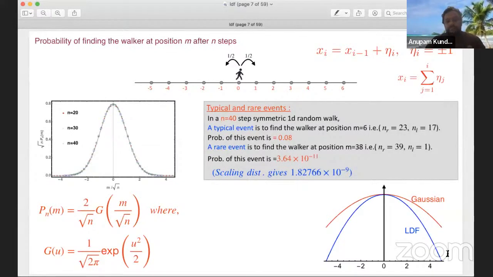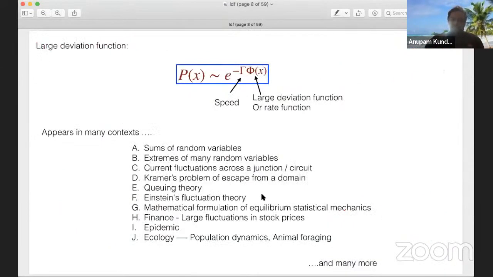So this scaling distribution does not give correct results for very, very rare events, and only the large deviation estimates of the probabilities give this kind of probability. So it's important to study these large deviations. As I was saying, these large deviation forms of the probabilities appear in many contexts. For example, in extremes of many random variables, current fluctuations across a junction, Cramer's problem of escape, queuing theory, Einstein's fluctuation theory, mathematical formulation of equilibrium statistical mechanics, finance, epidemic ecology, and many more.